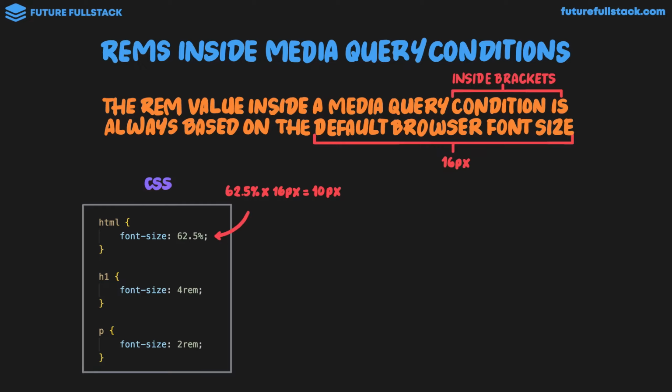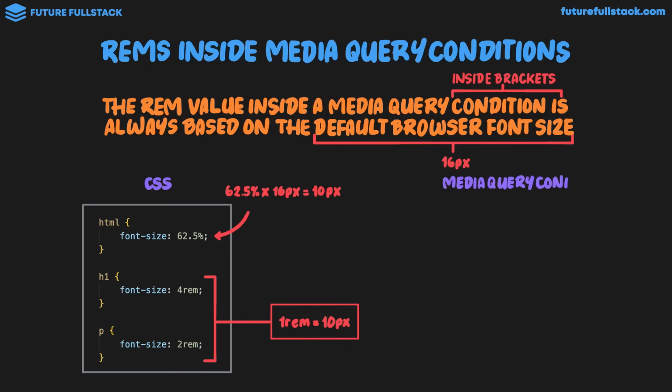Because the default browser font size is 16 pixels, that means that by default, one rem is 16 pixels. But by adding this line of code, we've now changed it so that one rem is 10 pixels. And this makes using rems inside our CSS a lot simpler, where 4 rems would be 40 pixels and 2 rems is 20 pixels. Now let's move over to our media query condition.